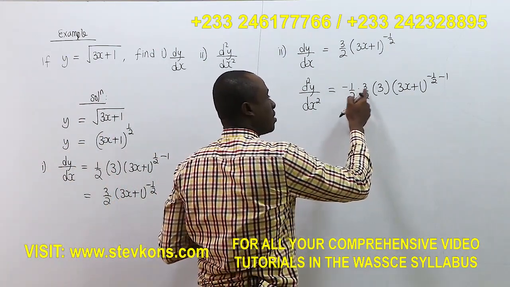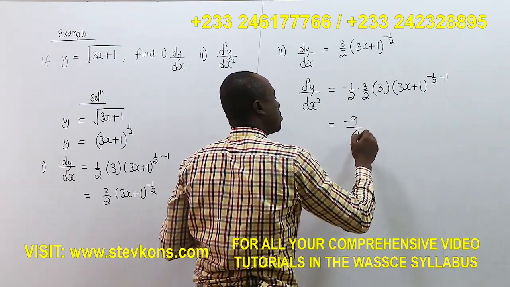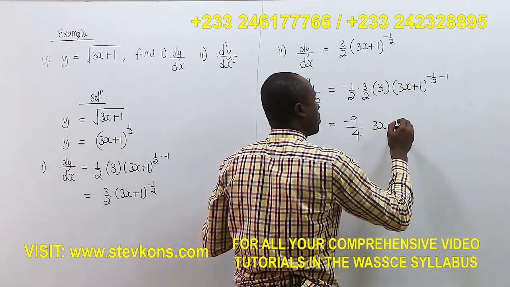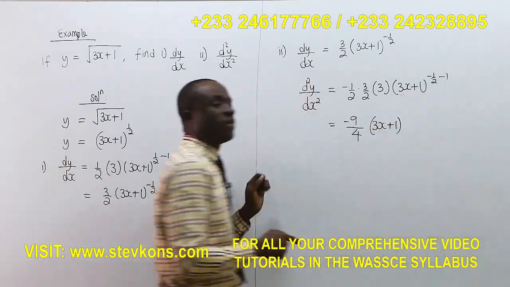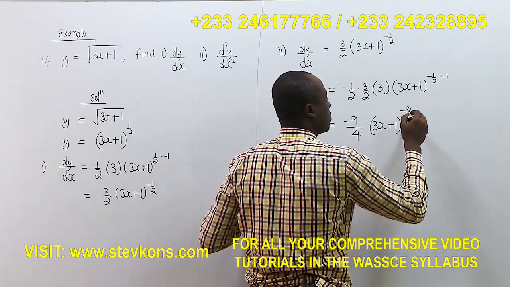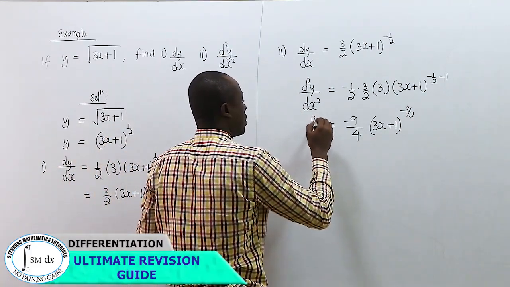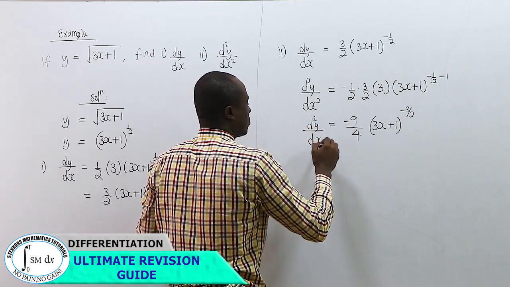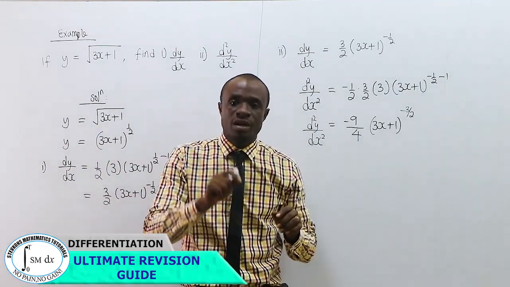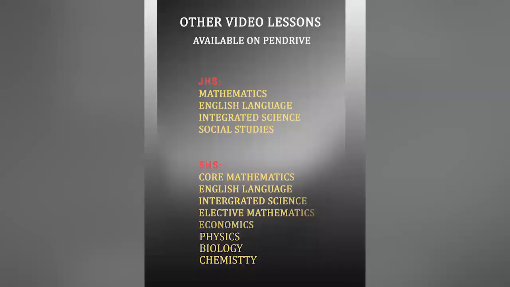Now let's see. Negative half times 3, negative 3, times 3 over 2, that's negative 9 over 2 times 2, that's 4. And then we have 3x plus 1 to the power negative half minus 1, that's negative 3 over 2. So this is our second differential. I urge you to pause the video and try the questions on your own. No pain, no gain.